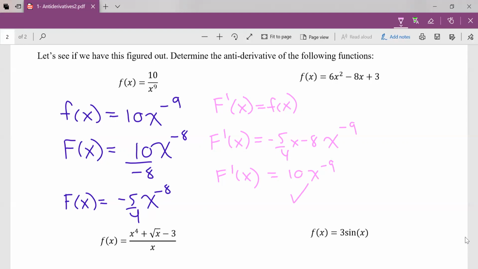Okay, what I want you to do is hit pause on the video and try the next question here. Try to take the antiderivative of this function. I'll see you in a minute.